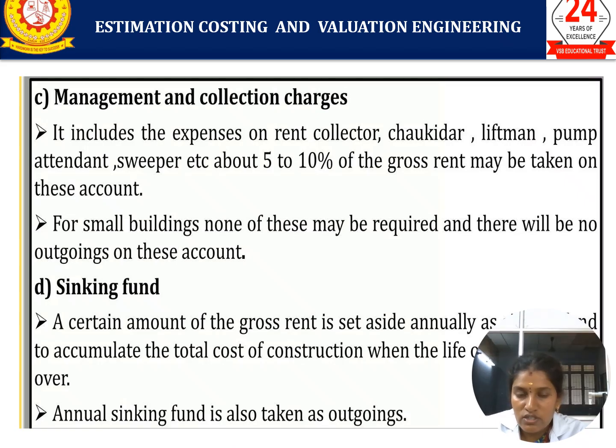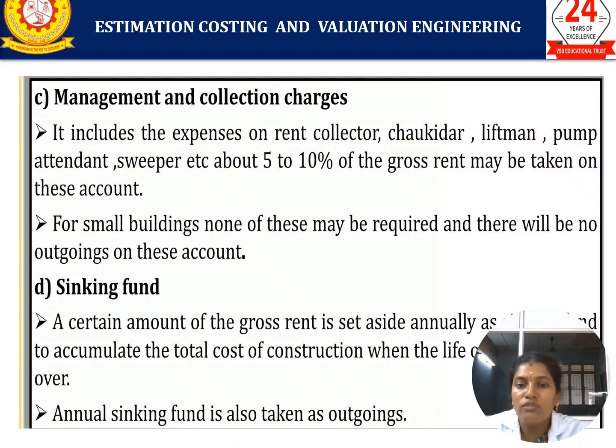And management and collection charges depend upon the type of building and location, right? If it is a small building, none of these charges will be provided or allocated. But if it is an apartment or a commercial building, we have to spend this amount on the rent collector, liftman, pump attender, sweepers, etc. So 5 to 10% of gross rent may be taken for these accounts. For this also we have to pay, right? It is mainly not required for a small building, but for apartments and larger buildings we have to spend.